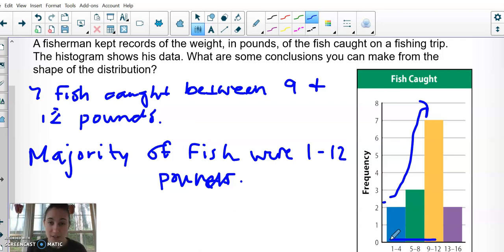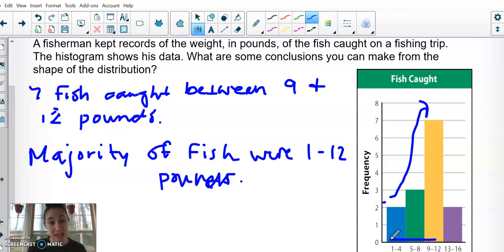Things that you cannot describe. You cannot tell them the mean because you don't know what the individual weights of these fish were. You don't know how many fish were between 1 and 4 pounds. You know 2 of them were between 1 and 4 pounds, but you don't know if those 2 were both 1 pounders, both 4 pounders, or if they were different weights within that range. So you don't know the individual weights of each fish. All you know is that they fell within a range.